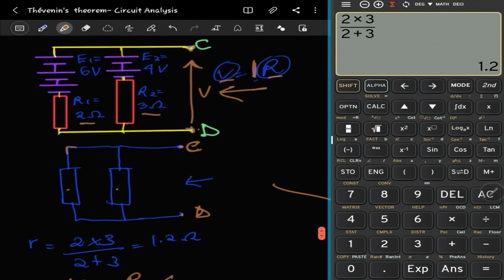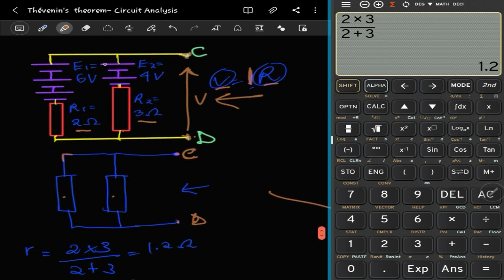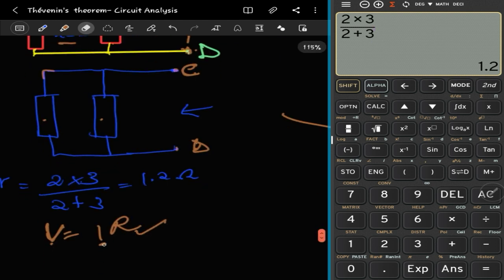So this is what we do. We still consider this circuit here, this one right here, right? For us to be able to find our I, which will help us to find our V. So this is what we do.